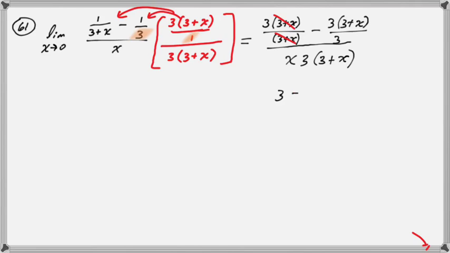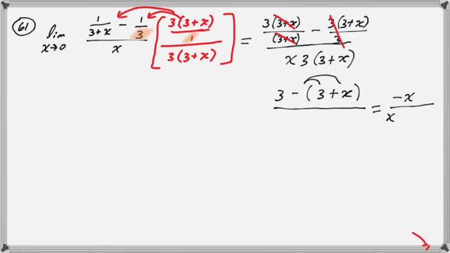Leaving me 3. Always use parentheses when you subtract. Could these cancel, leaving me 3 plus x? Many times I will skip that intermediate step because you need to know that division and multiplication are opposite or inverse functions. Cleaning this up, 3 minus 3 is 0. I think the only thing on top is negative x. And on bottom, you should have all of this. At which point I think the x's could cancel, leaving me negative 1 over 3 times 3 plus x.